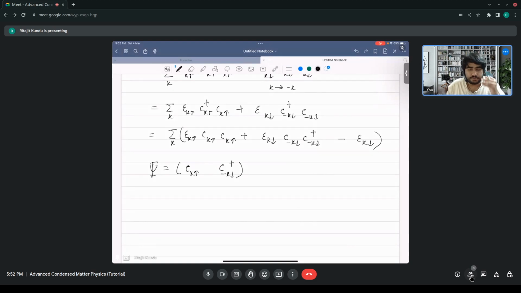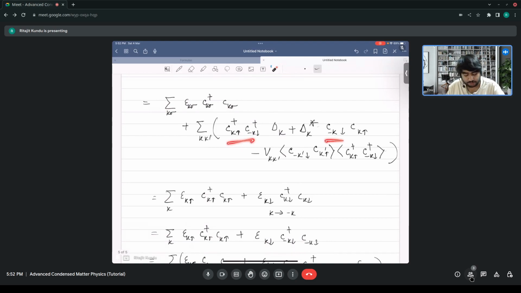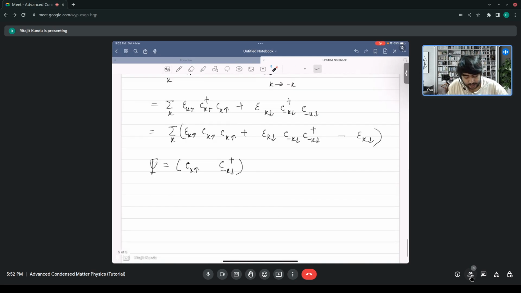Because of the anomalous terms in our Hamiltonian, I have to write it in a larger basis, which is a particle-hole basis. If I didn't have this term, like for any normal fermion, I wouldn't have to do that. But now you see that these are essentially couplings between particle and hole sectors, so you have to write this in an enlarged basis. So psi is this, and psi dagger is ck up dagger and C minus k down.